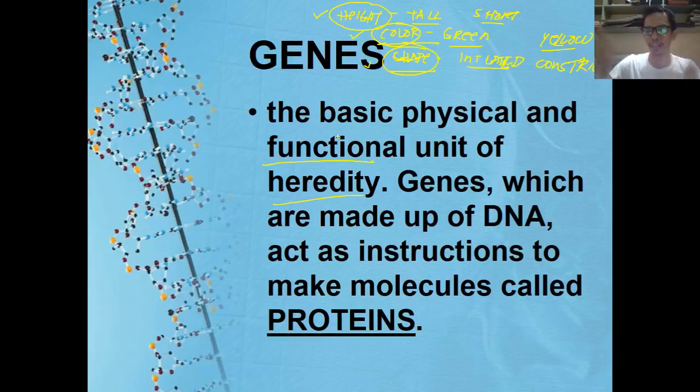For example, the height: if it is tall or short, that is its function on the organism. Next one, the color. Its function is to provide color to the pods or the seeds. The shape: its function is to provide a structure or shape on that particular pod. So basically this is the physical and the functional unit of heredity.